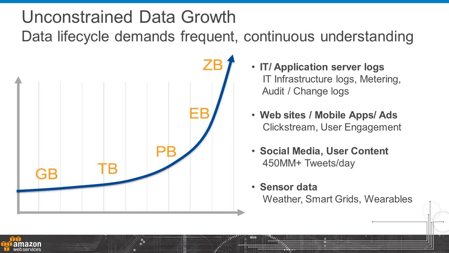Let's spend a little bit of time talking about the motivation for continuous processing of streaming big data. No one will dispute the fact that there is unconstrained data growth. And this data is being driven by a variety of different portions of our infrastructure and of our customers' infrastructure. But the key thing that is changing now is how the data life cycle is demanding more frequent, continuous understanding, and how this continuous understanding is required of the data as early as it's produced. Let's walk through a few examples.